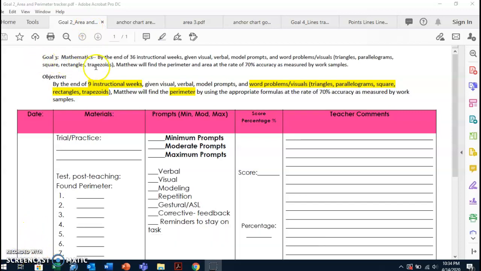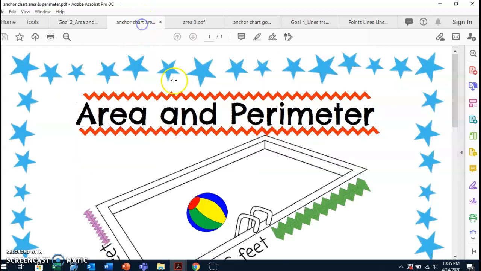So for your goal number 3, it says, by the end of 9 instructional weeks, given visual verbal model prompts and word problems, visuals, triangles, parallelograms, squares, rectangles, and trapezoids, Matthew will find the perimeter by using the appropriate formulas. Okay, so let's review. What is a perimeter?